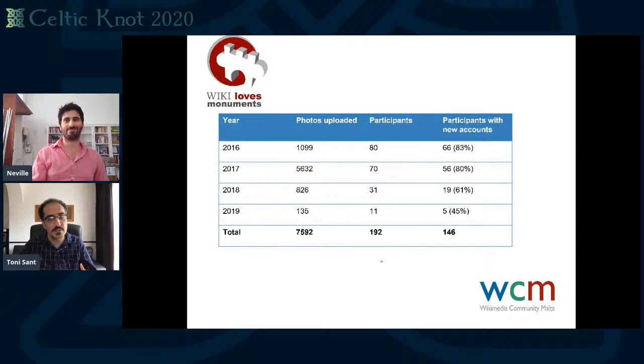And there are other reasons for that other than lack of interest. There are organizational issues that we may or may not get into later. But it's quite encouraging to see this kind of level of activity from such a small community. But none of this is engaging with the Maltese language Wikipedia, as Neville will explain in a minute.